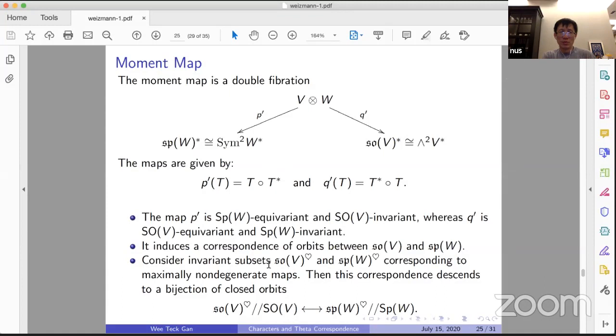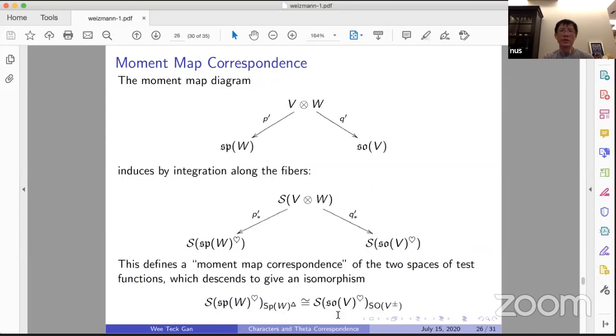Okay. So my point is that if you pass to a certain open set, which is the set of closed orbits, kind of the regular semi-simple orbits, then there's a bijection of the orbits, not just the stable orbits, but literally orbits. And it's induced by this moment map picture. So we have this picture of the moment map, and if we take, say, compactly supported functions, we can integrate along fibers. And so this diagram looks very much like the diagram we had earlier for the P's and Q's.